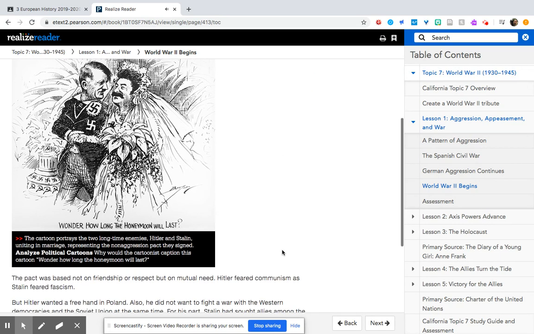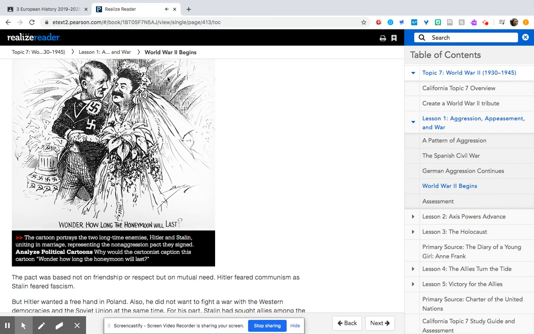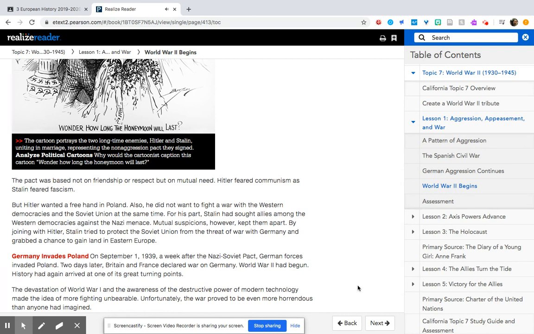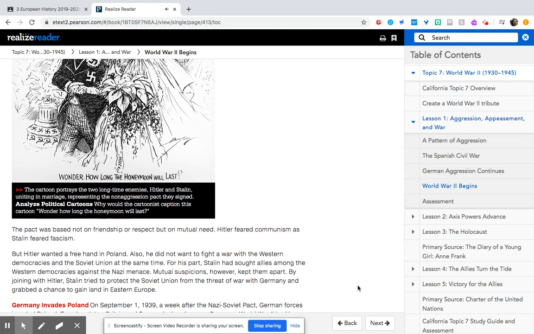The pact was based not on friendship or respect, but on mutual need. Hitler feared communism, as Stalin feared fascism. But Hitler wanted a free hand in Poland. Also, he did not want to fight a war with the Western democracies and the Soviet Union at the same time. For his part, Stalin had sought allies among the Western democracies against the Nazi menace. Mutual suspicions, however, kept them apart. By joining with Hitler, Stalin tried to protect the Soviet Union from the threat of war with Germany and grabbed a chance to gain land in Eastern Europe.